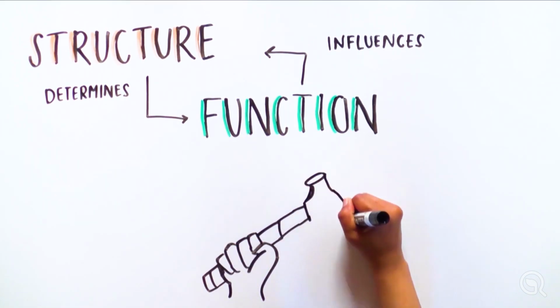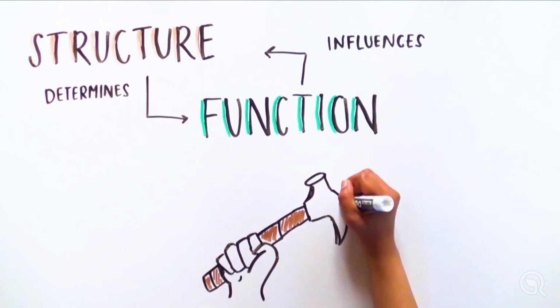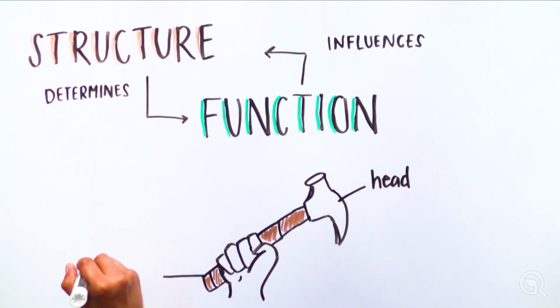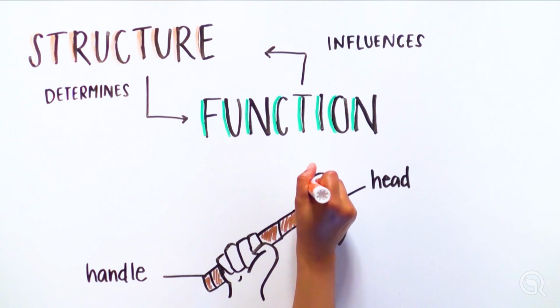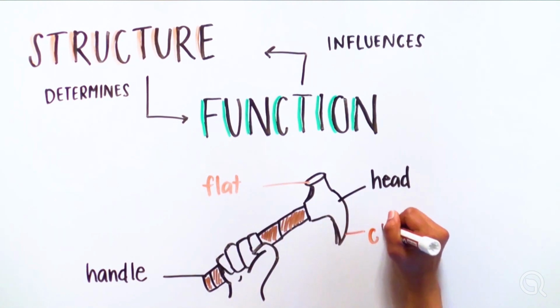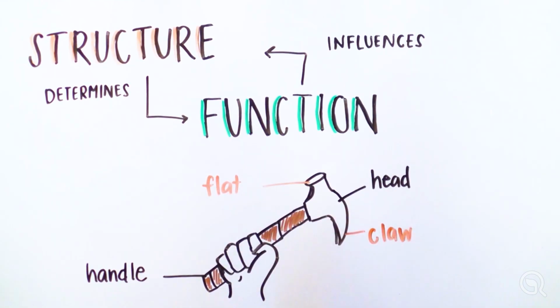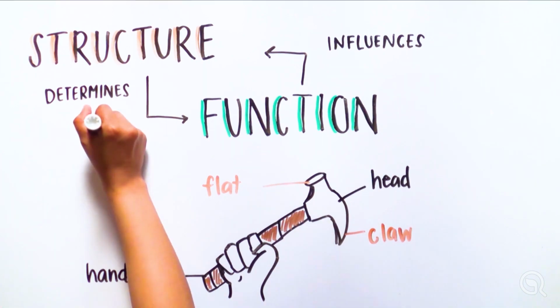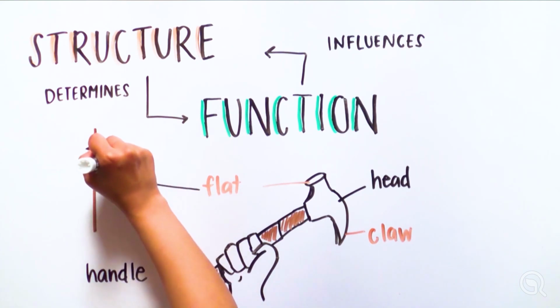A hammer is a handheld tool with a head and a handle. The long handle allows it to be easily grasped. There are two opposite ends to the metal head, one flat and one claw. Each end has a unique shape to fit a specific function, but not both. This is their structure. But what is their function?